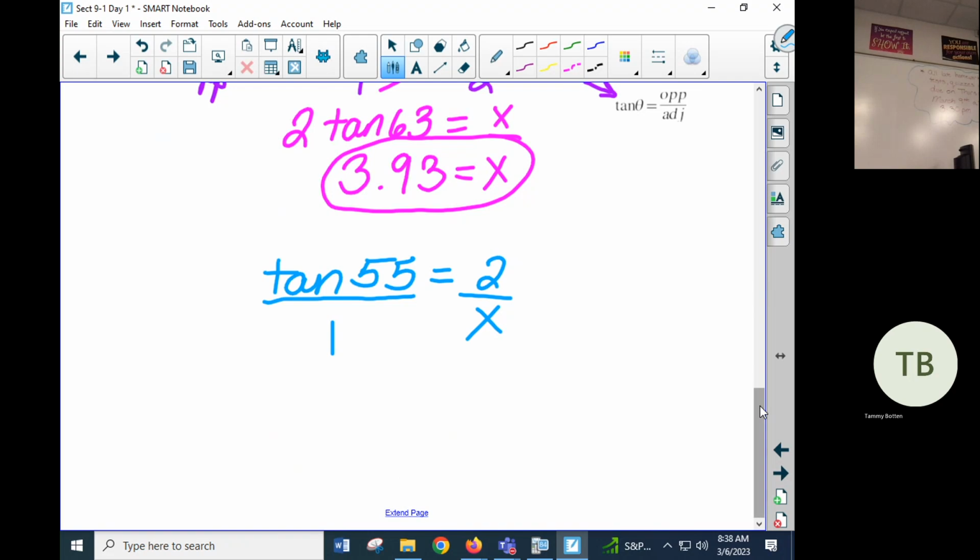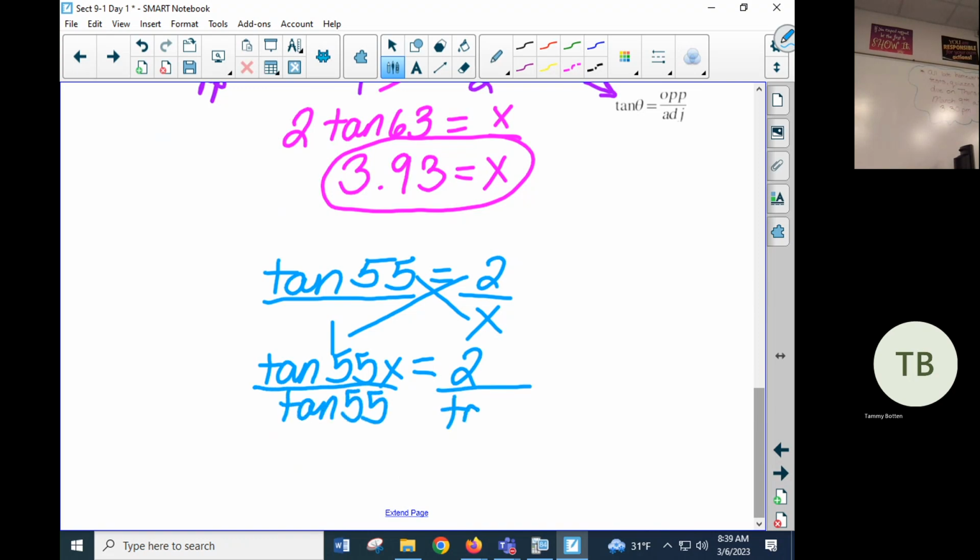And so I need to show you how to do this. You would still use cross products. You would go tangent 55X equals 1 times 2 is 2, and then just solve that. So you would divide by tangent 55. Okay. And then you would just type this into your calculator. 2 divided by tangent 55. And that would be 1.40.